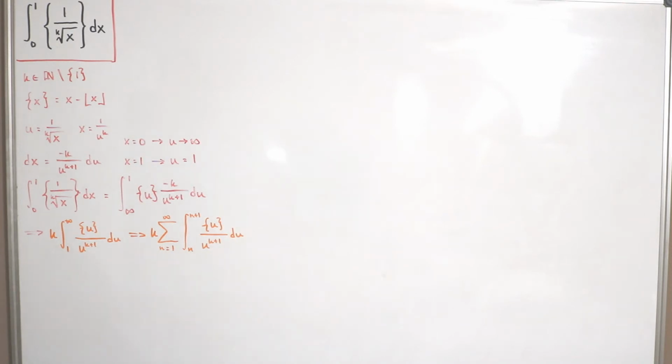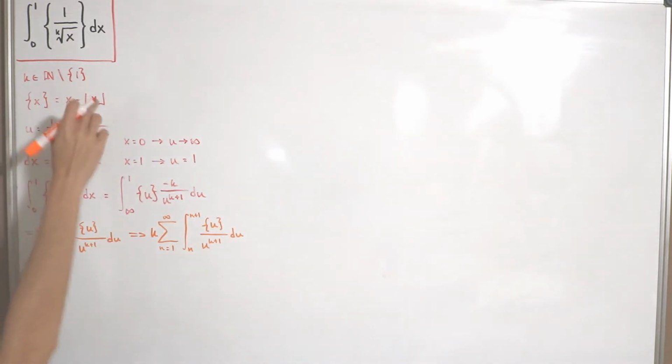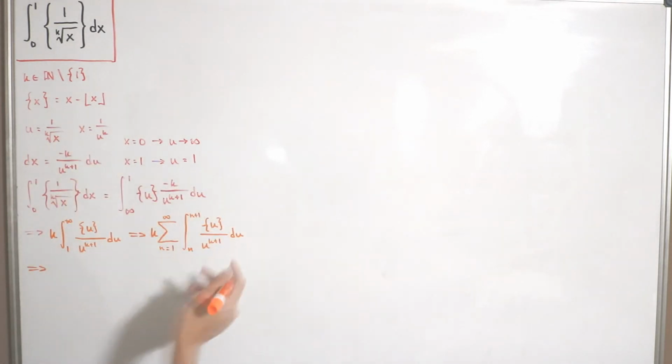All right, and you'll see that we have to start with one step at a time, so that means we start with n is equal to 1, so we integrate from 1 to 2, and then we add this with our next term, 2 to 3, then 3 to 4, and then 4 to 5. But what that also means is that I'll have to replace the fractional part of u with our definition of what it is, x minus the floor of x, or in this case u minus the floor of u.